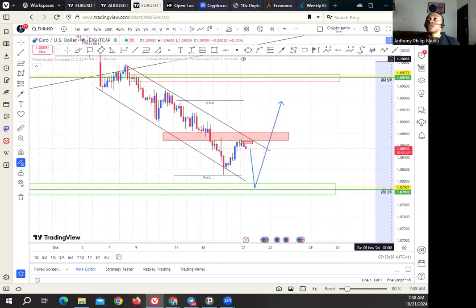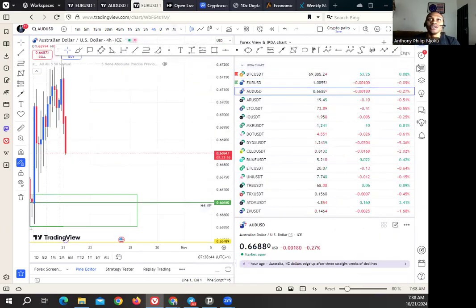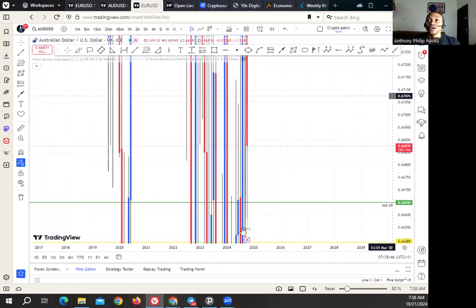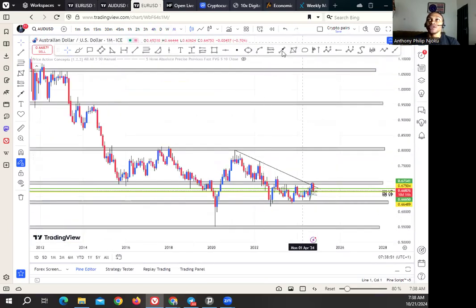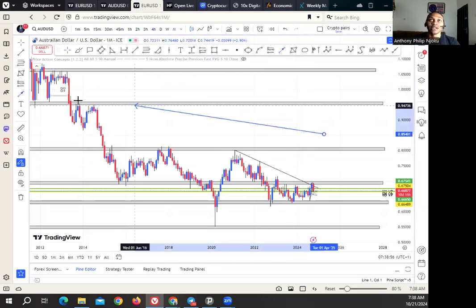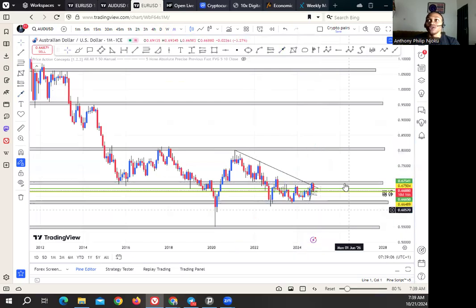Okay, so let's go to the next pair, which is AUD USD. Let's start with the monthly time frame. On the monthly time frame for AUD USD, I already marked out the prevailing reversal points here. Mark out these reversal points. This reversal point here and this reversal point here.